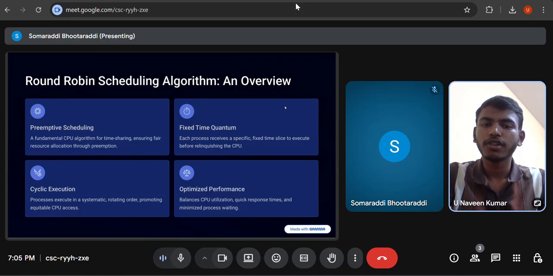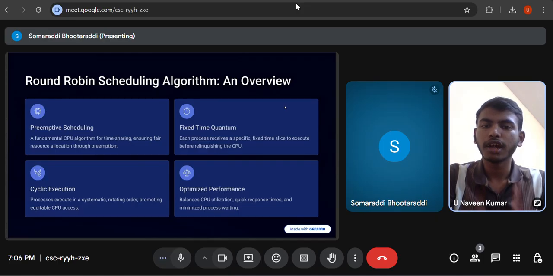And the fourth one is optimized performance. It means round robin tries to maintain good CPU utilization, low waiting time, good turnaround time, and the best response time. It is ideal for general purpose multitasking.